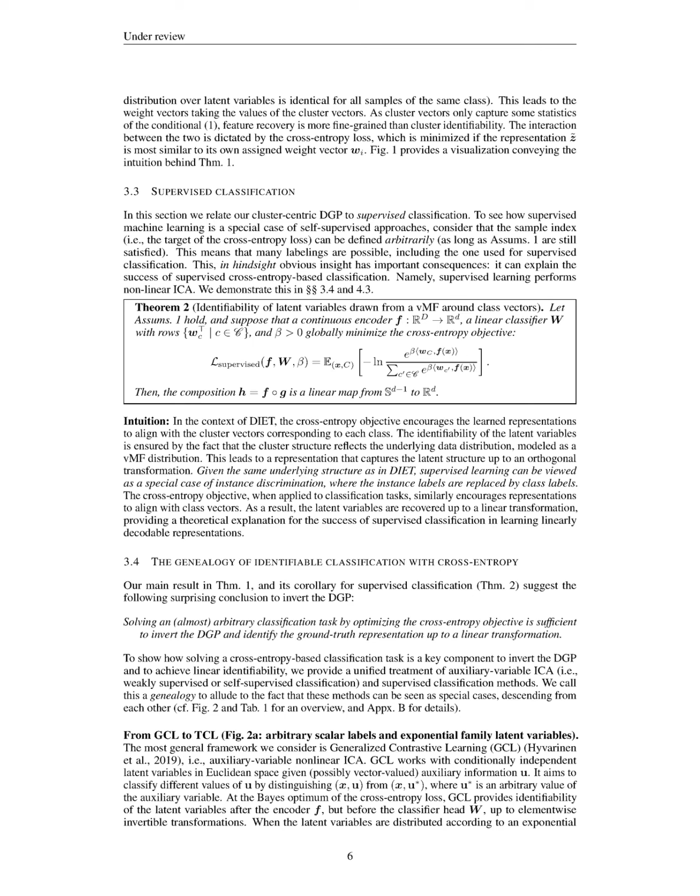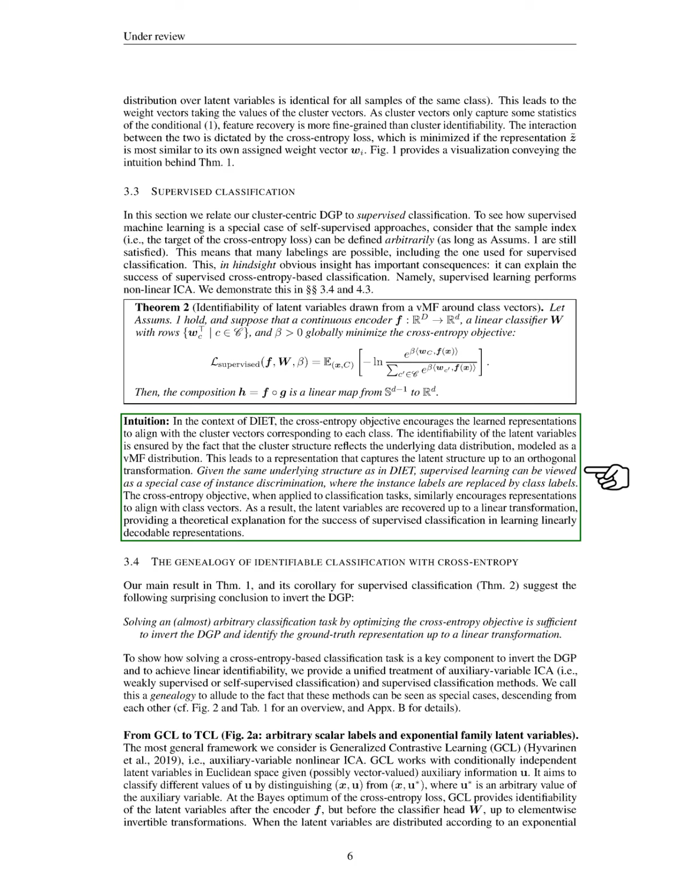Section Summary. In this section, we propose a cluster-centric approach to identify latent variables in a data generation process, DGP, by modeling semantic classes with cluster vectors and using a von Mises-Fisher distribution to capture intra-class variances. We demonstrate that our method aligns with supervised classification, showing that the cross-entropy objective encourages learned representations to reflect the underlying data distribution, thus explaining the effectiveness of supervised learning in producing linearly decodable representations.